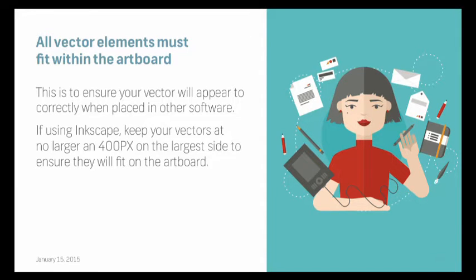This becomes, I think, a bigger issue if you happen to be using Inkscape to create your vectors, because Inkscape does not retain the artboard information when you actually convert it into an Adobe Illustrator EPS file. So in order to make sure that your vectors fit within that 8.5 by 11 area, just size your vectors down to no larger than 400 pixels on the longest side. And then that way, your vectors will always fit within the artboard.